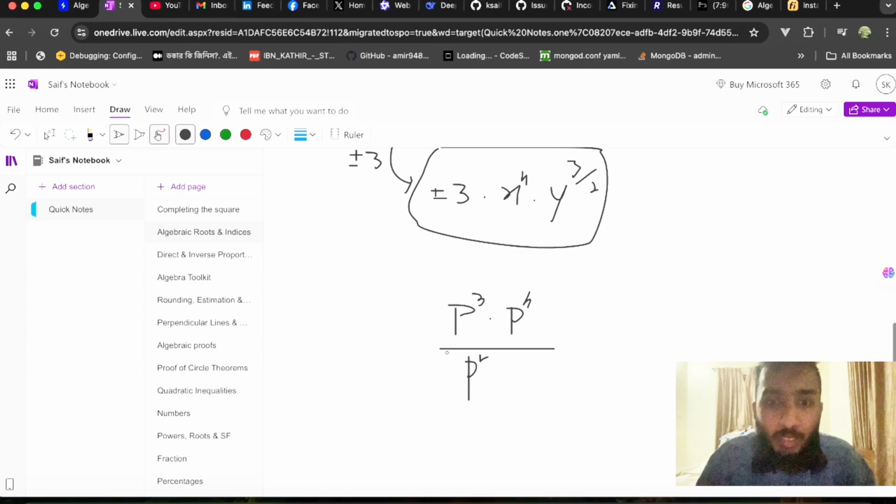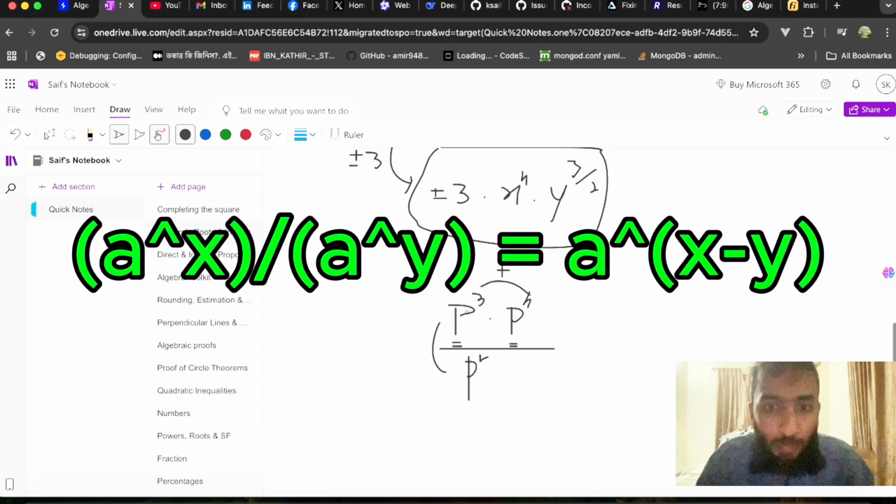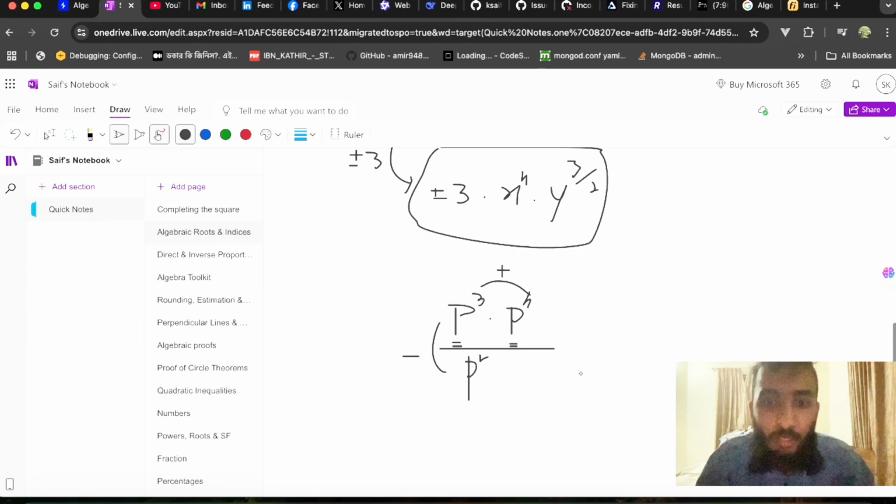When there is a multiplication of the same variable, the powers are added, so these powers should be added, and when there is a division between the same variable, the powers are subtracted. So what can we do? In the numerator we can write what?